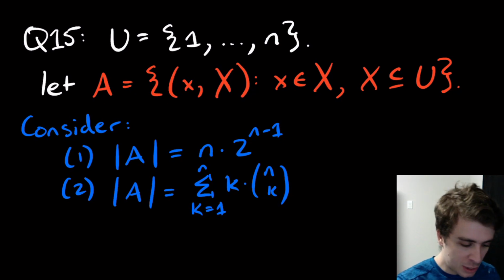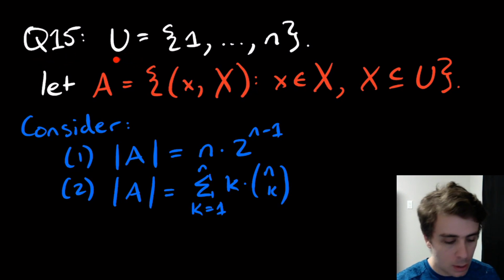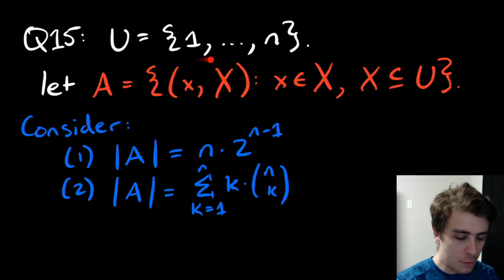All right, so what is the question here? This comes from GATE 2019, question number 15. This is a discrete math question, and it's asking, here's the universe set. The set is the numbers 1 to n for just some integer n, at least 1. And let A be the set of ordered pairs right here. This is an ordered pair because we know that there are parentheses here. And then we have little x, big X.